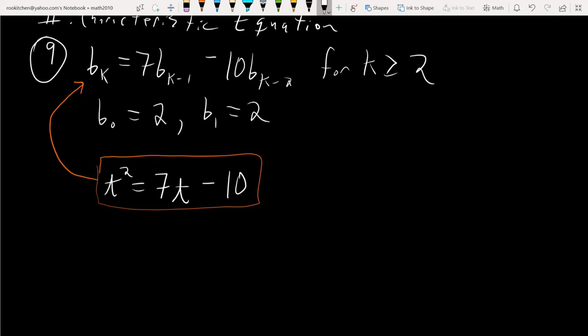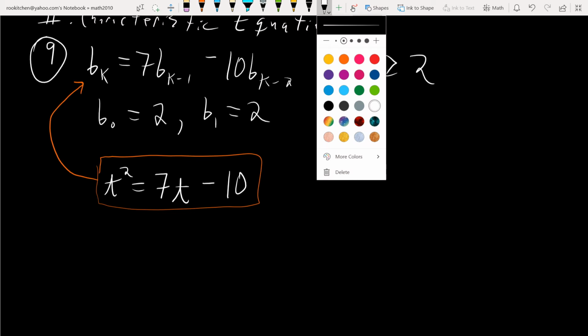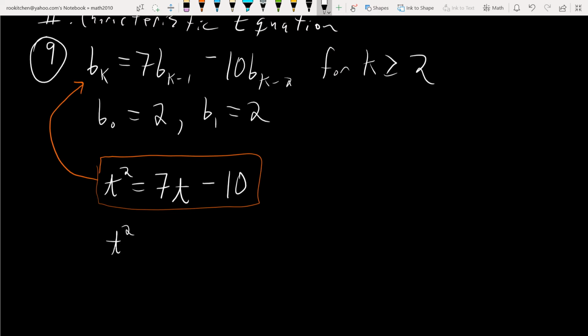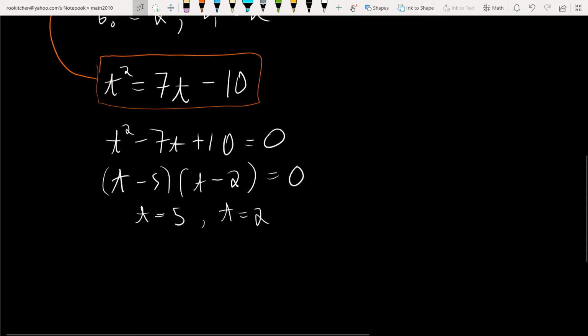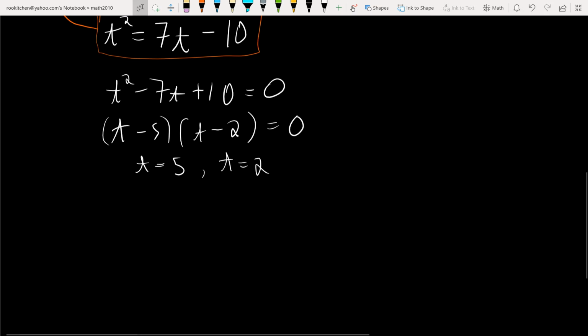Okay. Then I'm going to solve this thing. So I have to set it equal to 0, t squared minus 7t plus 10 is equal to 0, and then factor it. t minus 5, t plus 5, or sorry, t minus 5, t minus 2, okay, equals 0. And then our solutions are t equals 5 and then t equals 2. So the explicit formulas for the recurrence relation are built from these roots.